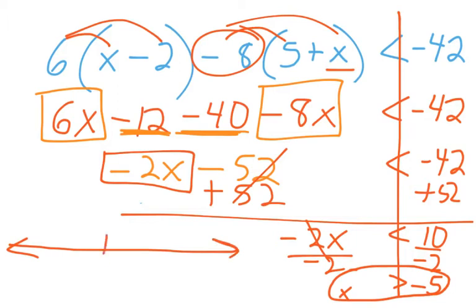So we have x is greater than negative 5, so we're going to be on the negative side of our number line, or to the left of 0. Open circle on negative 5 because it's greater than, but we want to shade numbers greater than negative 5, so shade to the right.